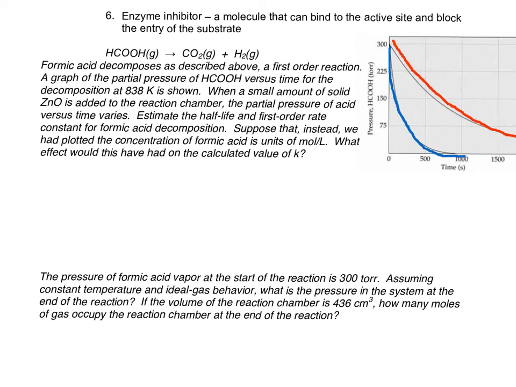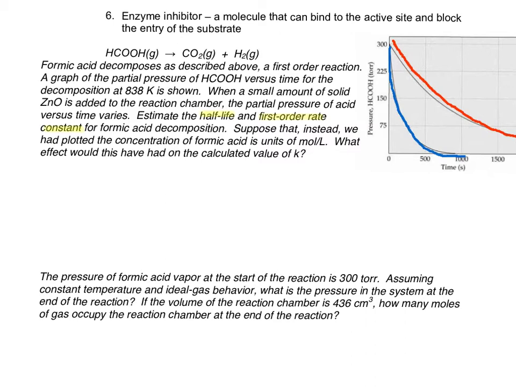Okay, here we have a reaction of formic acid. The red line here is showing what happens when formic acid decomposes on its own. The blue line is showing what happens if you add the catalyst zinc oxide to it. The question wants to know, find the half-life and the first order rate constant, and then it has a second part we'll get to in a second here.